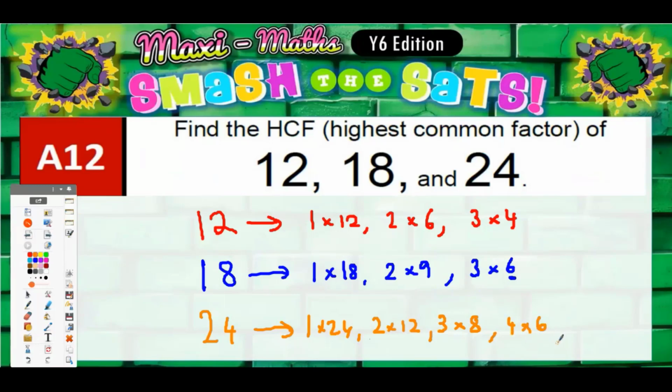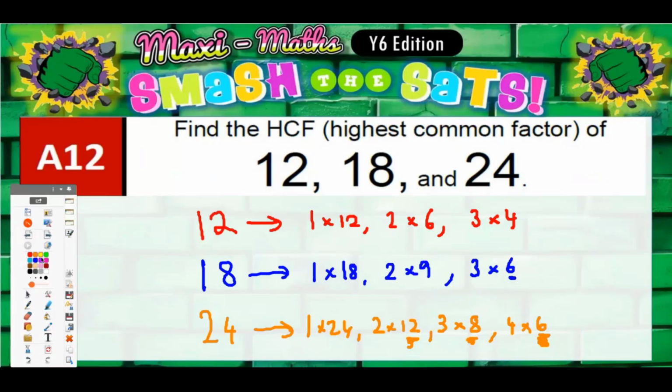Does 5 work? No. Does 6 work? Yes, it does, but we've already got it there, which means because of the way that we've just done that, we don't need to carry on any further, because if we did, 7 wouldn't work, but 8 would, but we've already got 8. 9 wouldn't work, 10 wouldn't work, 11 wouldn't work, 12 would, but we've already got 12. So we're just repeating ourselves now.